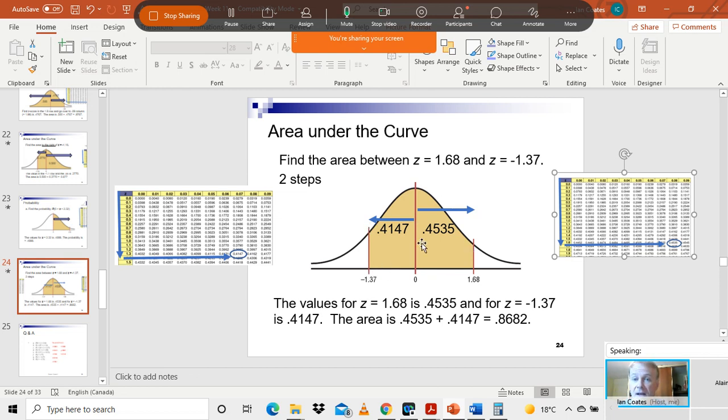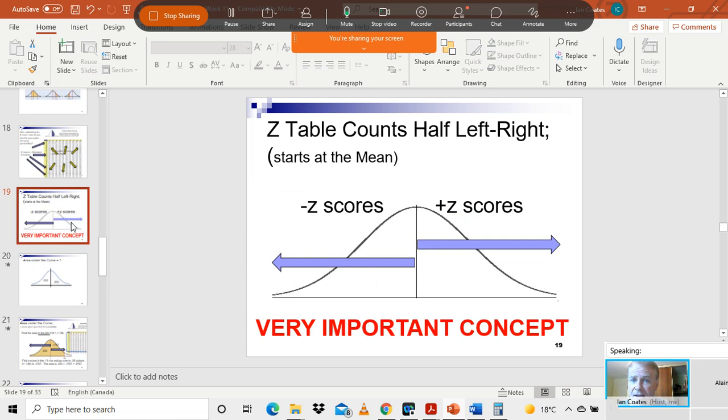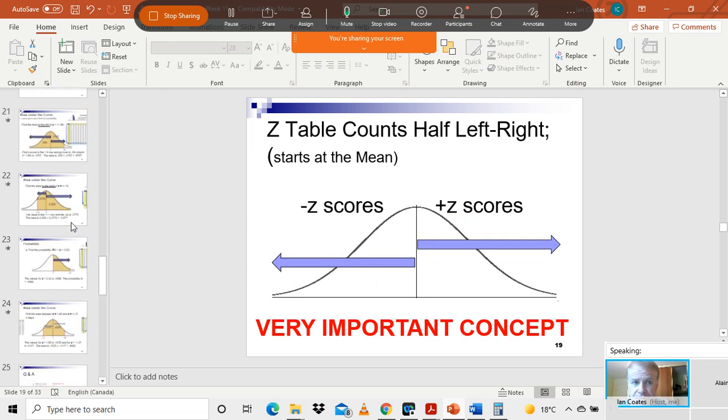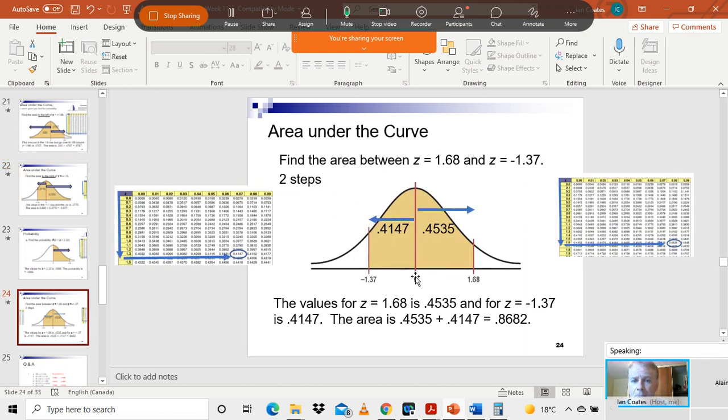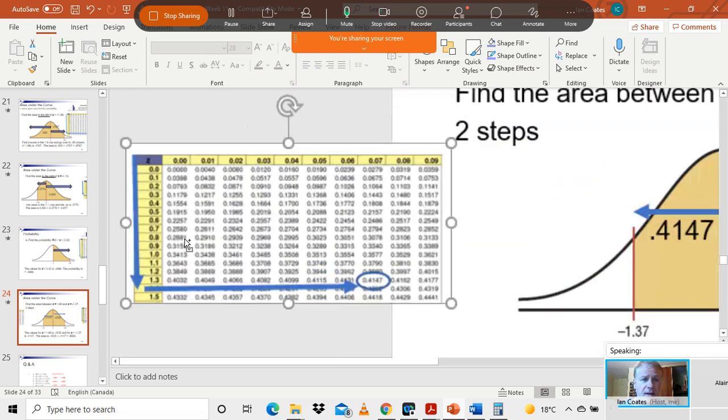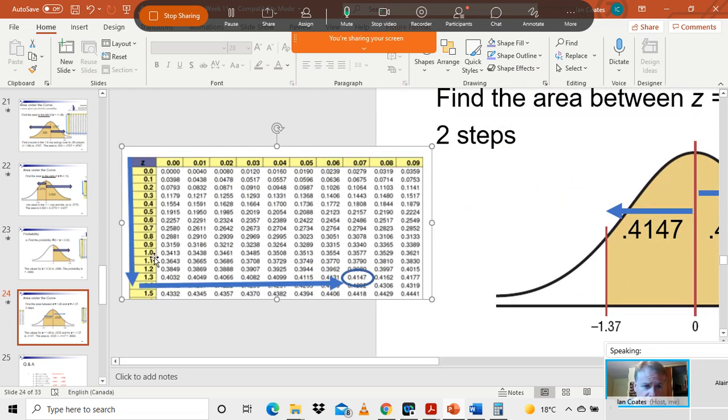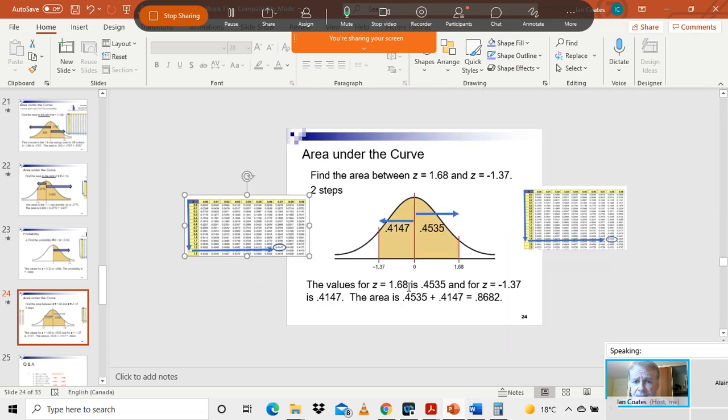Because of how things are measured on the table, it doesn't matter which way you do it, you could do this one first or that one, but you're going to have to check your chart twice. So let's go to negative 1.37. Sorry, I know the arrow starts on 1.4, but that's just the way it goes. And you see 1.37 is 0.4147.